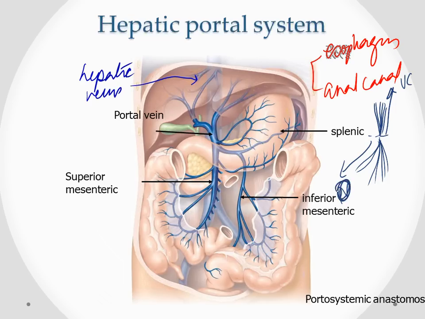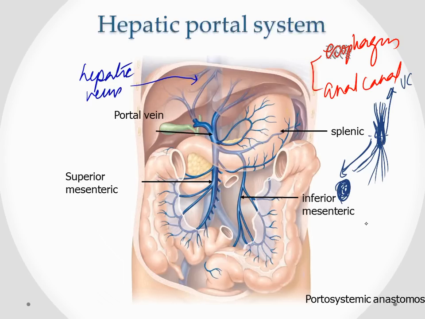Sometimes if the portal vein was blocked, or maybe even the vena cava is blocked, what will happen? Blood tries to go this way, but it can't. So it kind of finds this anastomotic channel and it goes through here like this. So at this area, the veins get extremely engorged. Can you see that? So that's known as portosystemic anastomosis.